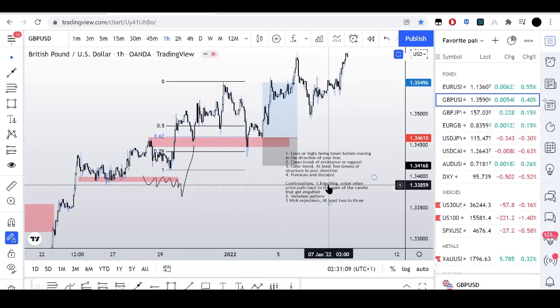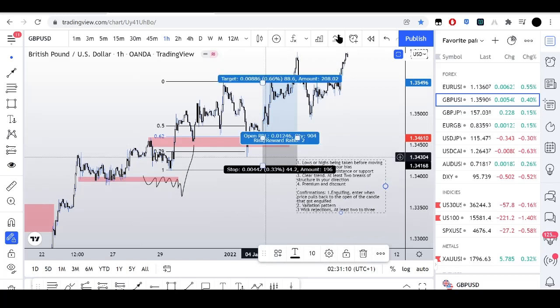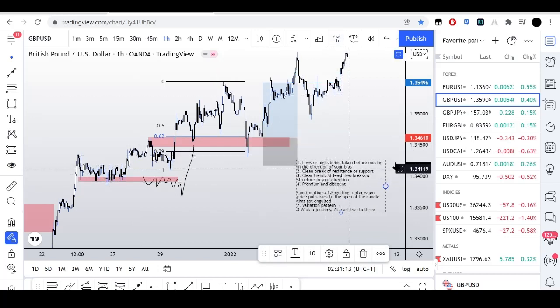Make sure all the rules align. Make sure it's a clear trend, make sure all these rules align, and if it doesn't, it's gonna be deemed low probability, and you might want to risk a little bit less, but try to aim for waiting for these setups right here, this setup right here.